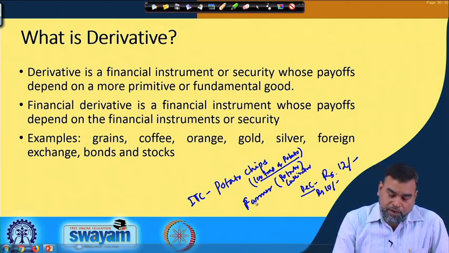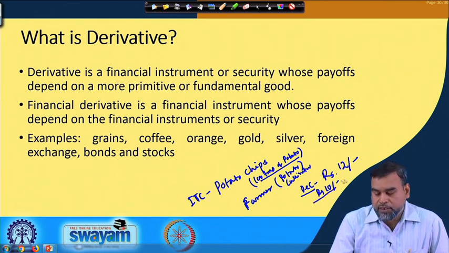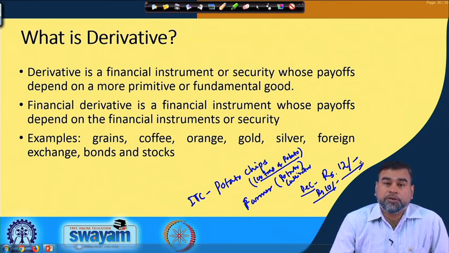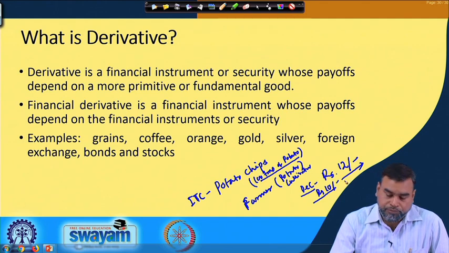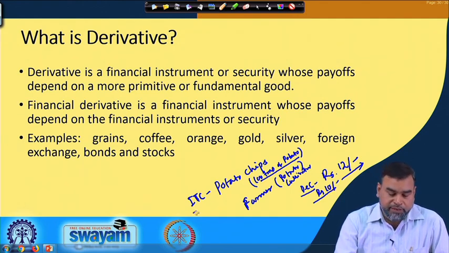That is why they have sent their requirement to the stock exchange: we want to buy 100 tons of potato in the month of December on a given date, and the price we want is 10 rupees per kg. That means ITC has taken a buying position, or in derivatives language we call it a long position.